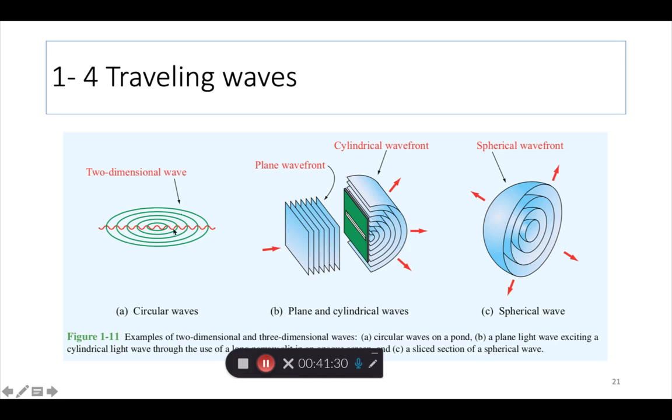Here's a graphic from our textbook that talks about two-dimensional and three-dimensional waves. A two-dimensional wave in a lake, then a plane wavefront creates cylindrical waves and spherical waves. These are three-dimensional.